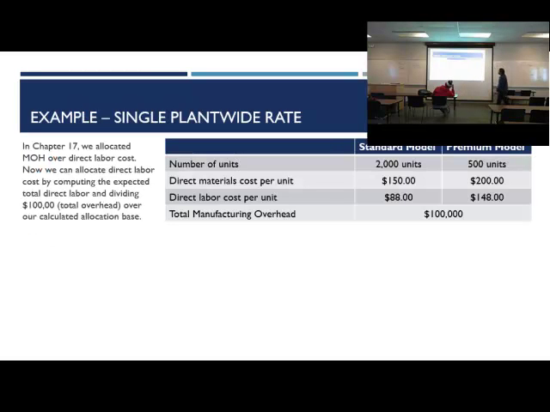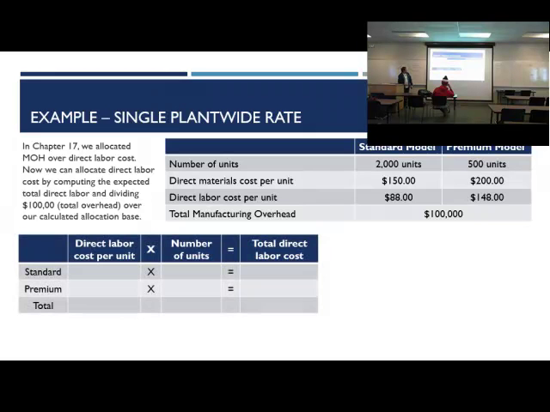Okay? So let's assume that we have all of this. The allocation base is direct labor cost. Okay, so our allocation base is direct labor costs, versus direct labor hours. So we're not going to use hours, we're going to use direct labor costs. So how do we figure out cost? Total cost, expected cost for the year.